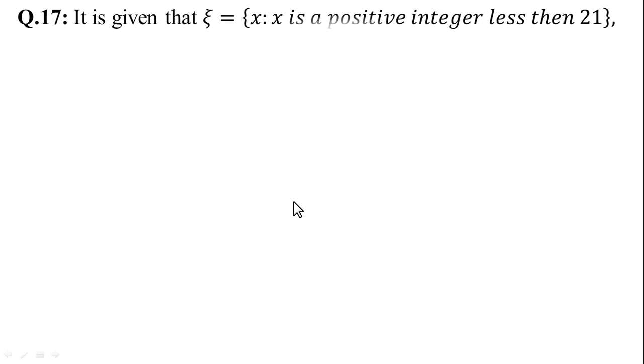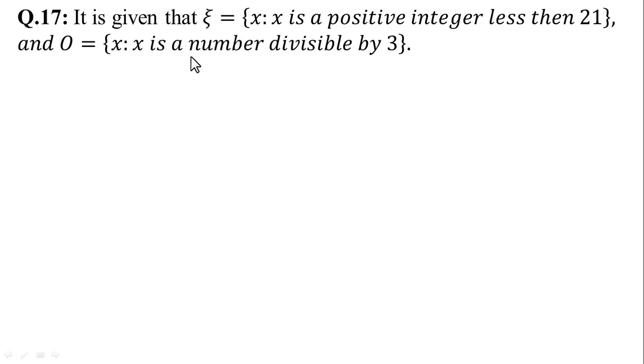In question number 17, it is given that the universal set is x such that x is a positive integer less than 21, and O is the set x such that x is a number that is divisible by 3. In the first part, list the elements of the complement of O. First of all, find O complement.